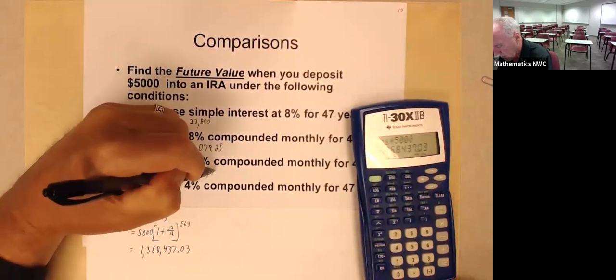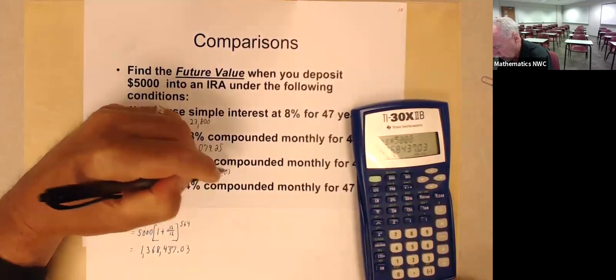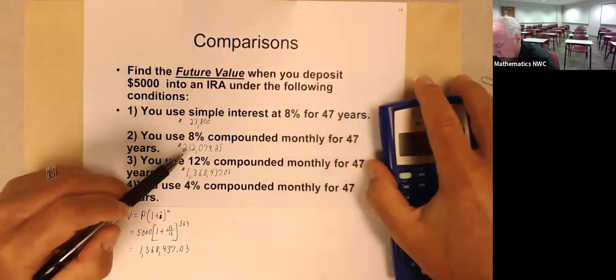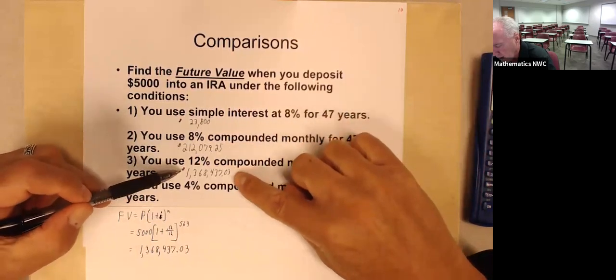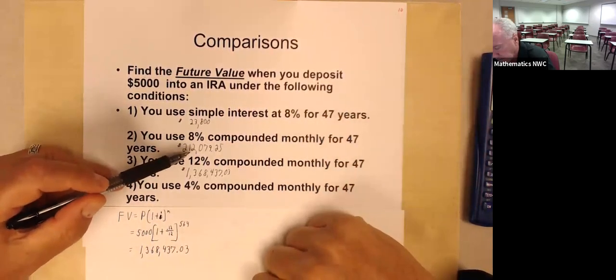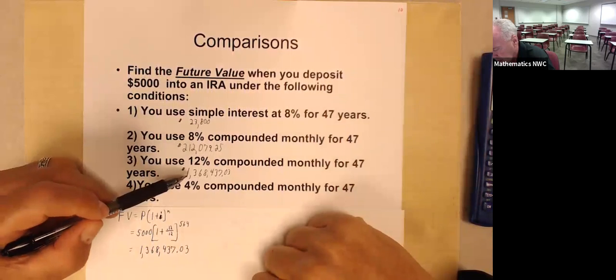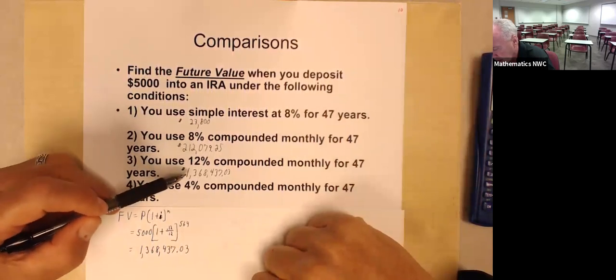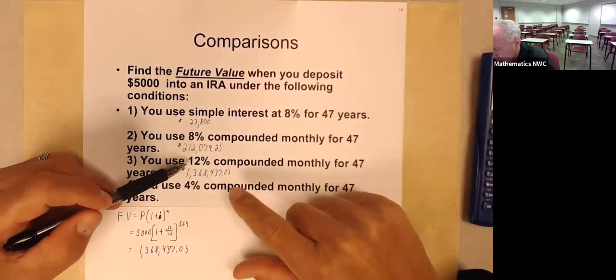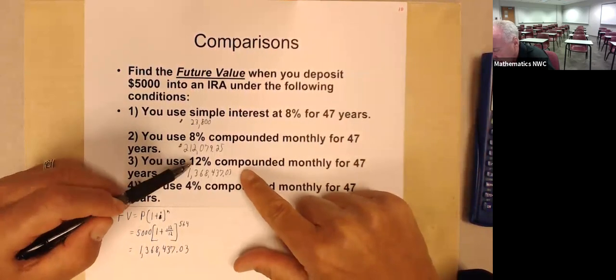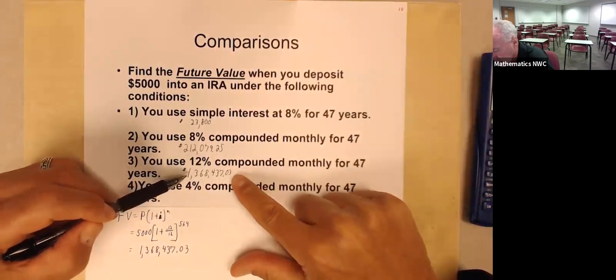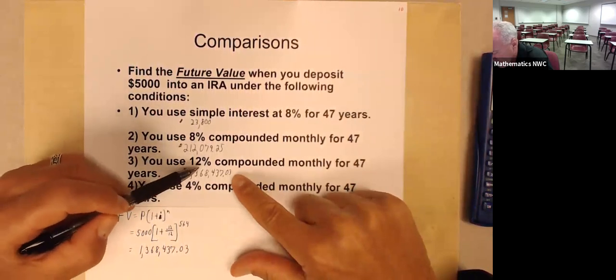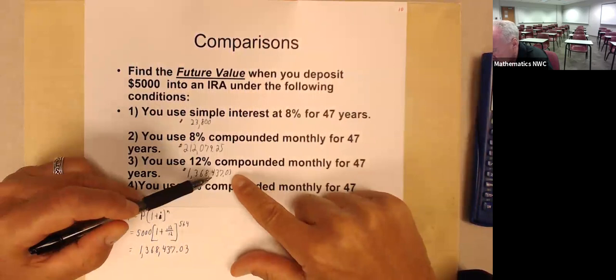1,368,437.03. The only thing that changed from number 2 to number 3 was the interest rate. Look at the outcome though. It is about 6 times more. That is why if I'm investing money, I love the higher interest rate because I'm going to get a future value much greater. But if I'm borrowing money, those higher interest rates mean I'm going to be paying this extra amount. It's going to cost me.